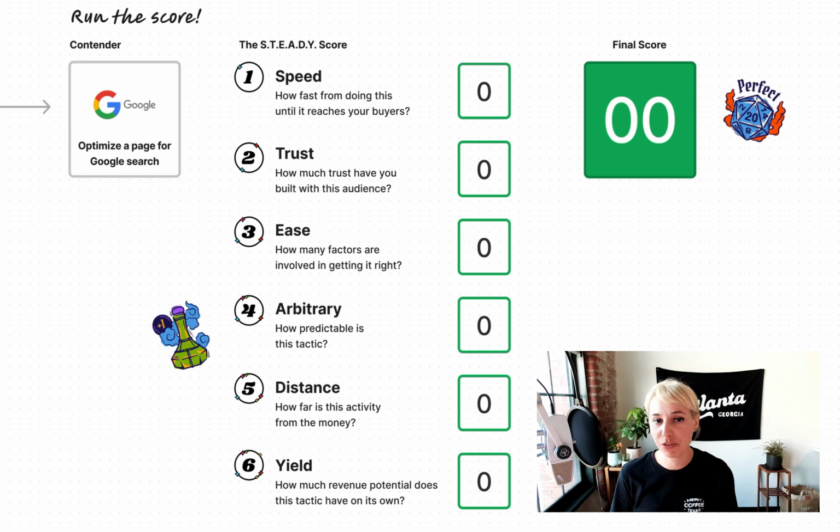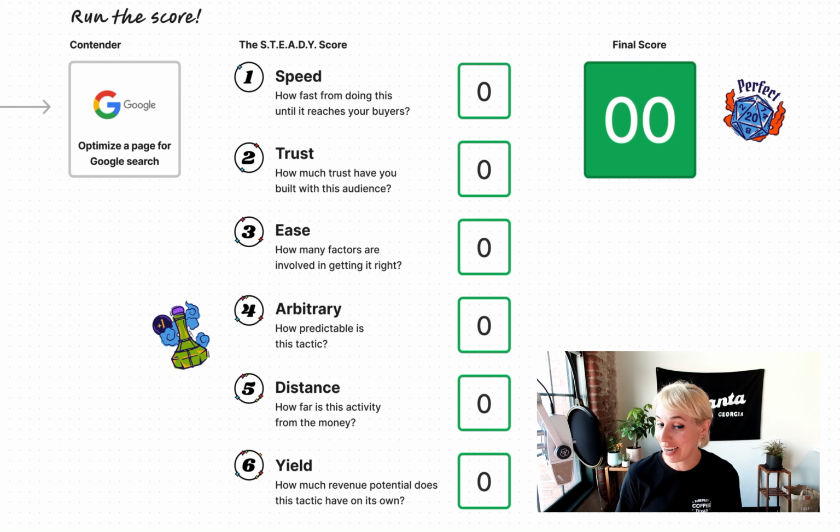Speed, how fast from doing this activity until it reaches your buyer? What is the distance from doing that activity until it actually could even impact your sales? Trust, how much trust have you built with this audience in this arena, right? In this channel. Some channels you have built more trust, there's more relationship capital there versus others. Ease, how many factors are involved in getting this tactic right? So the more factors that are involved in a lead gen strategy, the harder it is to get right. Less factors, easier to do. Arbitrary, how predictable is this tactic? Is it random?